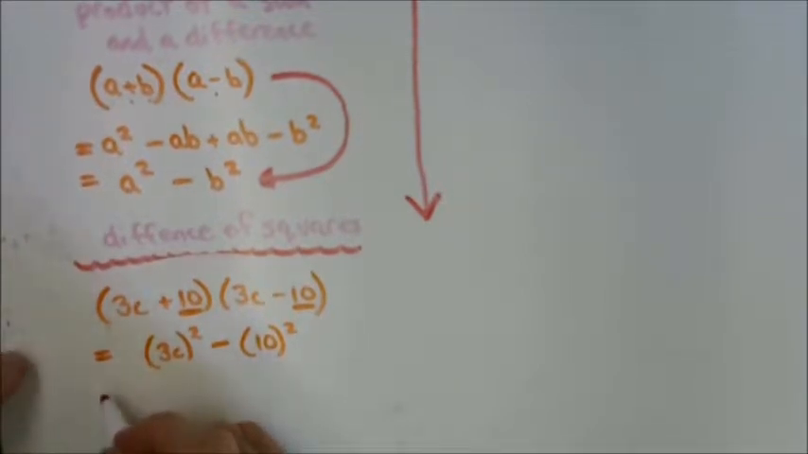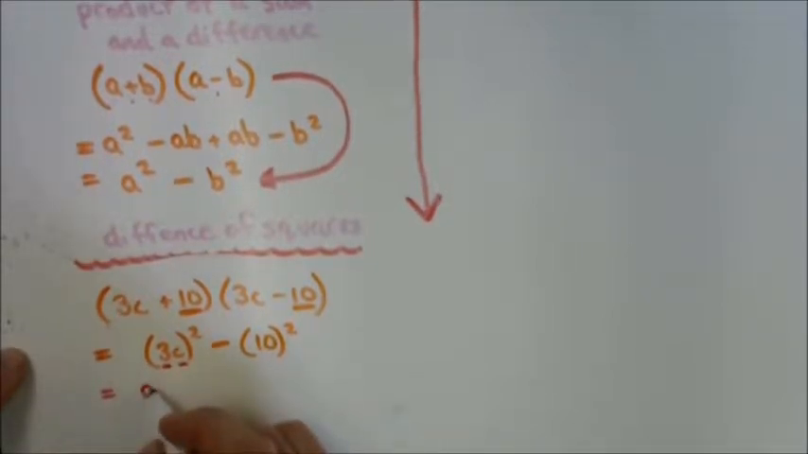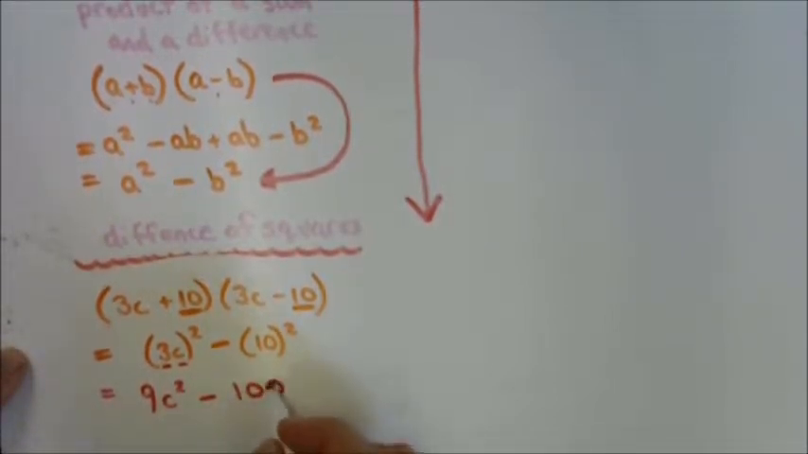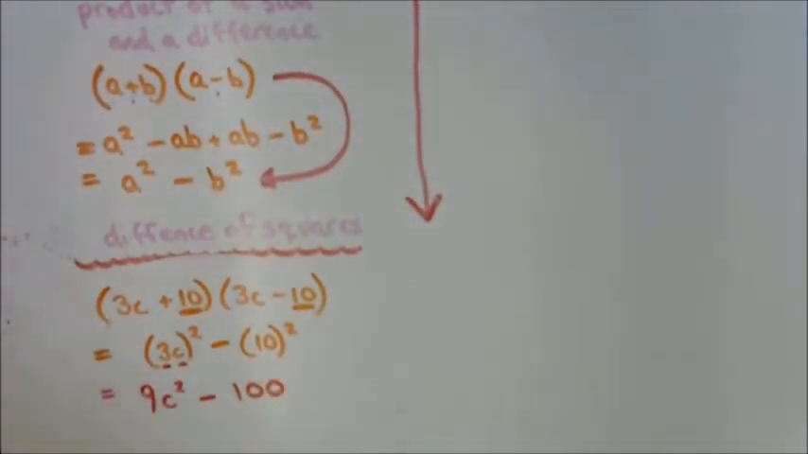Now we can do some algebra on it to get our final answer. 3c squared means we have to square the numerical part as well as the variable part. So Isaiah had it right. It's 9c squared. And 10 squared is 100. What is our answer called? Difference of squares. It's called the difference of squares. Good job.